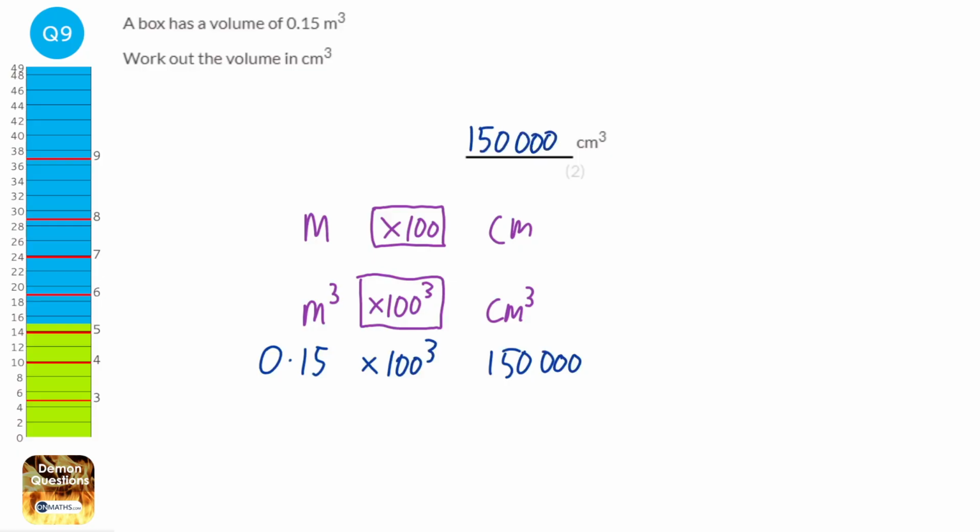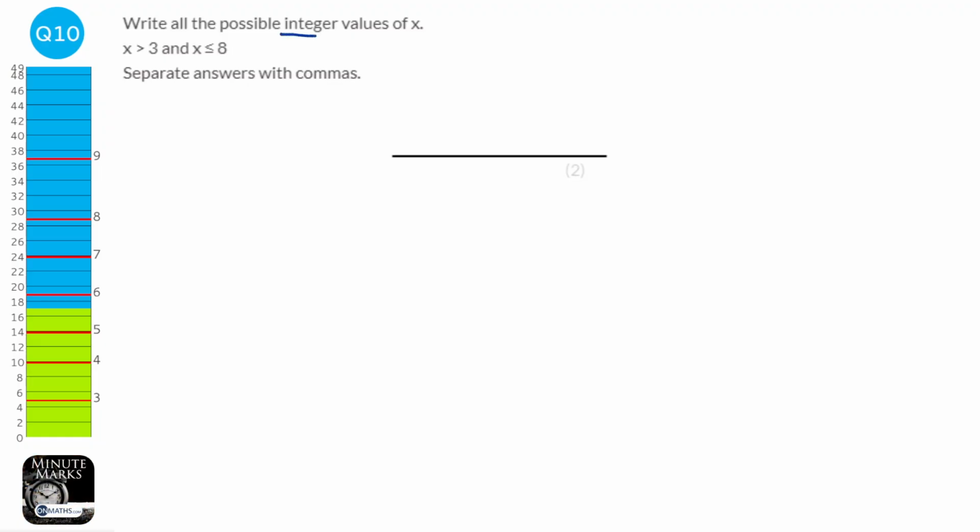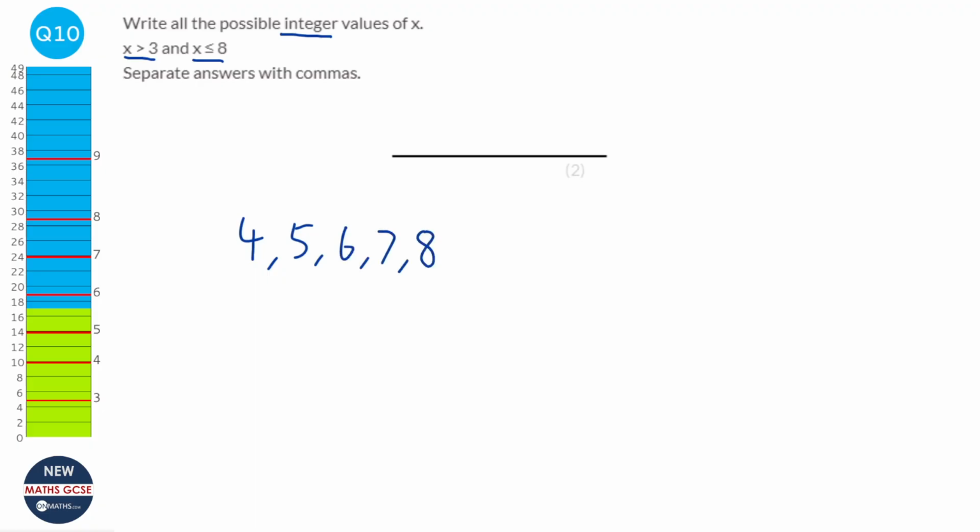So our answer is 150,000 centimeters cubed. Integer just means whole number, so we're looking for all the whole numbers that satisfy these two inequalities. Well, the first inequality says that it has to be greater than 3. So the smallest number that is greater than 3 is 4. The second inequality says it has to be less than or equal to 8. So I'm just going to keep going until I get to a number that is less than or equal to 8. It can't be 9 because 9 is not less than or equal to 8. So our answer is 4, 5, 6, 7 and 8.